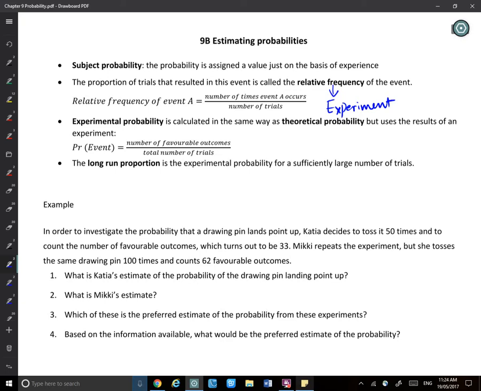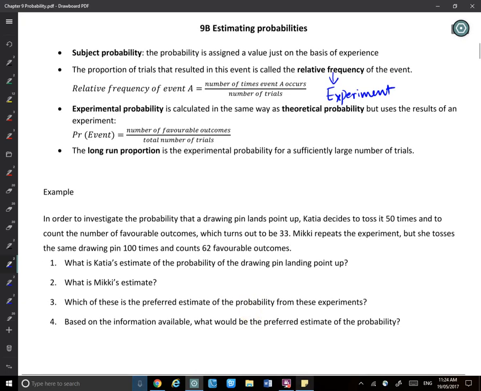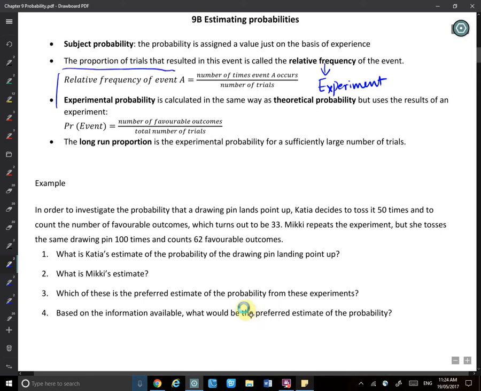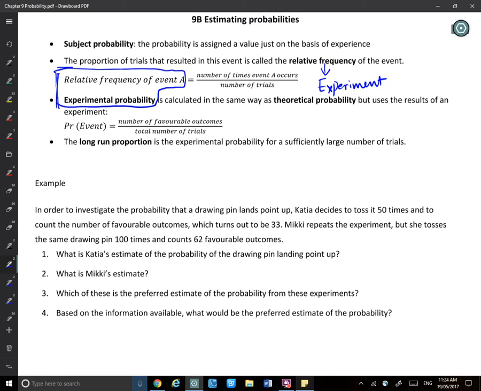So I toss a coin 50 times, and only 10 times I get a head. So the probability of getting a head based on this experiment will be 10 out of 50, which is 0.2, which is not necessarily the theoretical probability. But this is called the relative frequency of an event A, and this is also called the experimental probability. Relative frequency is the same as experimental probability. So based on the experiment, what I will have. It's calculated the same way as the theoretical one: the number of favorable outcomes over the total number of trials.